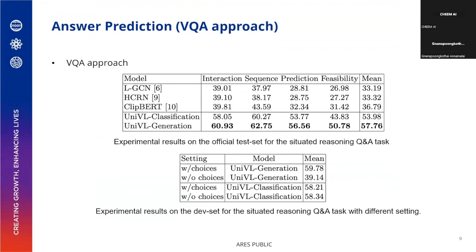Also, this is our final result for the STAR challenge. We compare the two approaches and find out the generation model actually shows much better performance compared to the classification approach. This result is also the best result on the 2022 STAR challenge leaderboard.